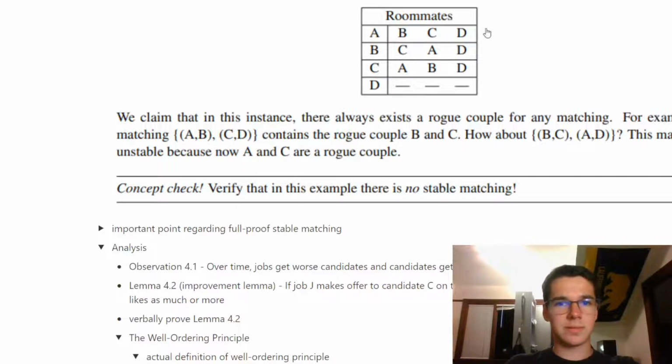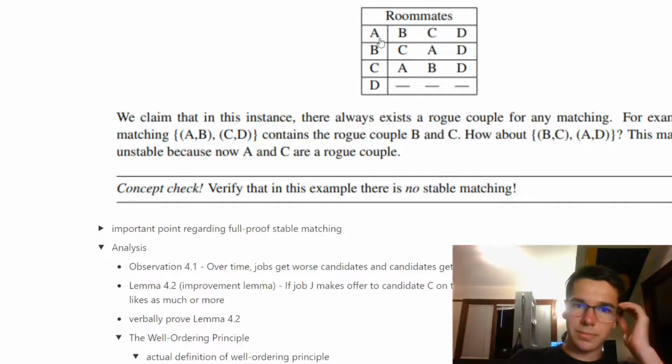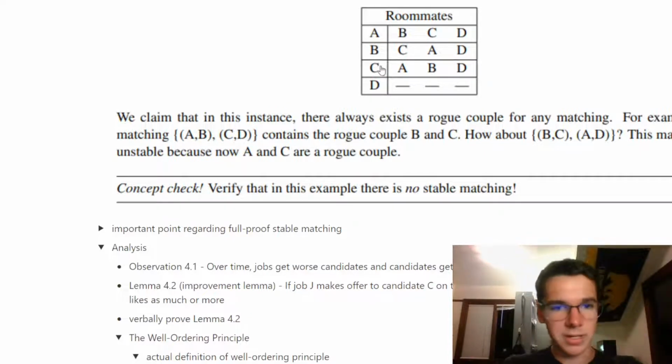Roommate A ranks the other three, B ranks the other three, D doesn't even rank anyone. But we're going to see, just by this description here, that if we were to pair A and B and C and D, then it turns out that B and C is a rogue couple. And why is that?